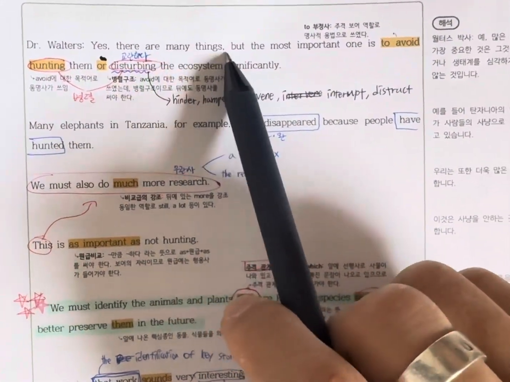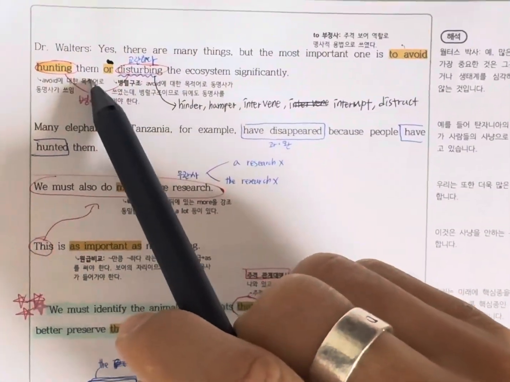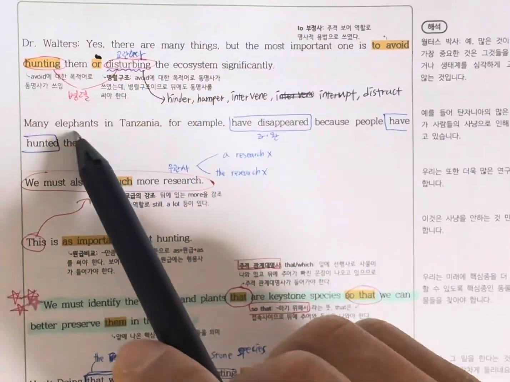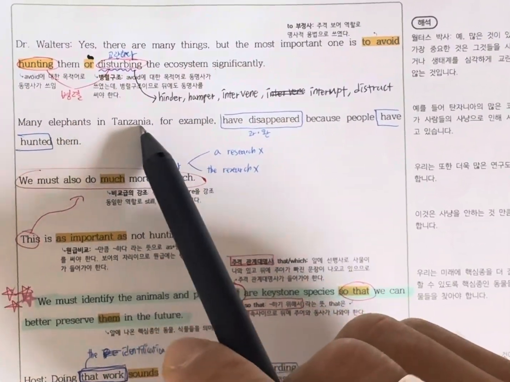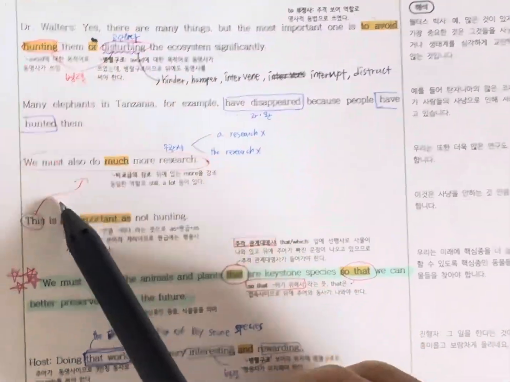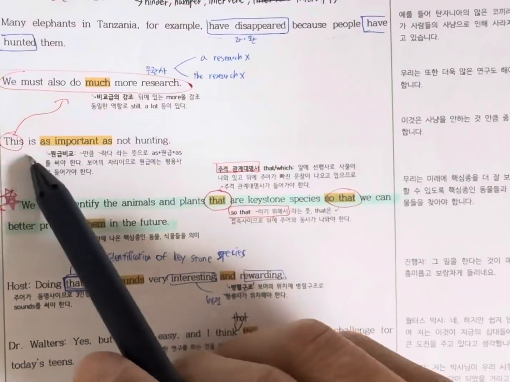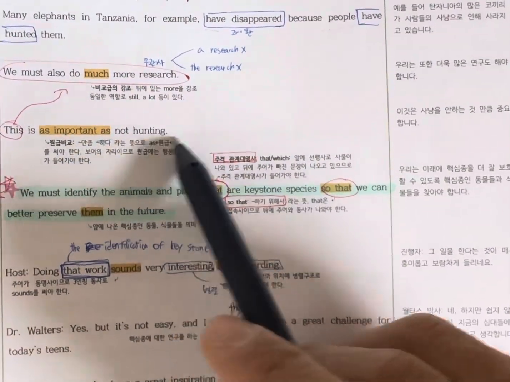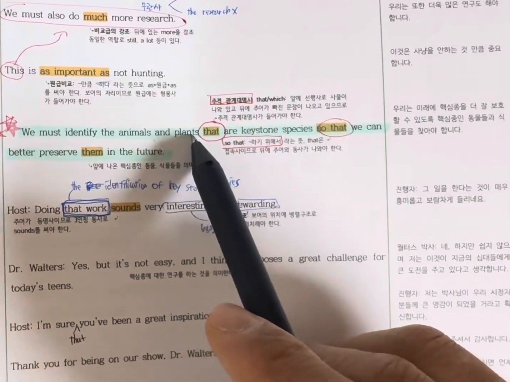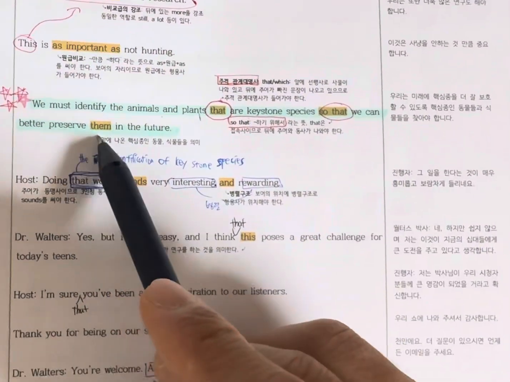Yes, there are many things, but the most important one is to avoid hunting them or disturbing the ecosystem significantly. Many elephants in Tanzania, for example, have disappeared because people have hunted them. We must also do much more research. This is as important as not hunting. We must identify the animals and plants that are keystone species so that we can better preserve them in the future.